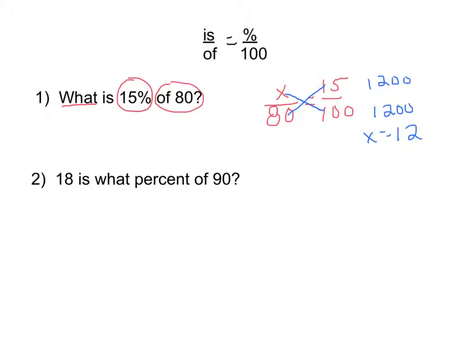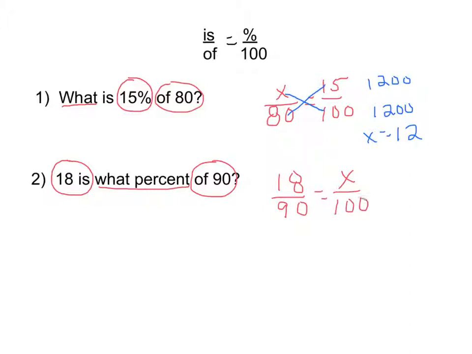The second problem was, 18 is what percent of 90? Now I have 18 is, so I'm going to put 18 up on the top, and it says of 90. The number 90 is associated with the of. As far as the percent goes, it says what percent. I don't know what the percent is, so in this particular case, that's going to be my x because I don't know what it is.